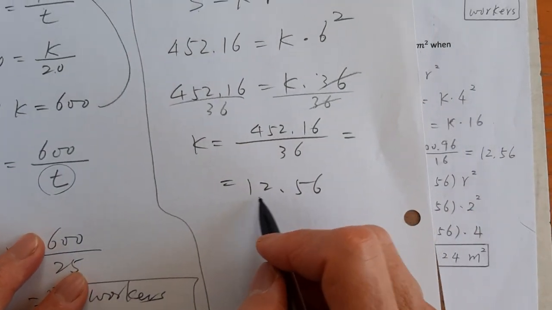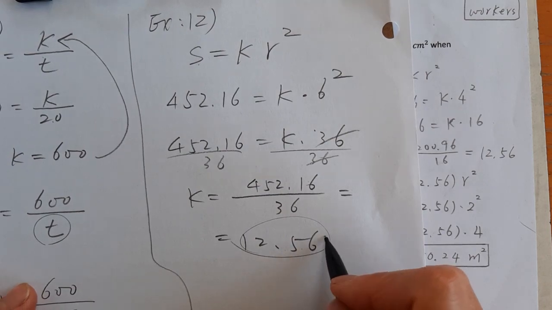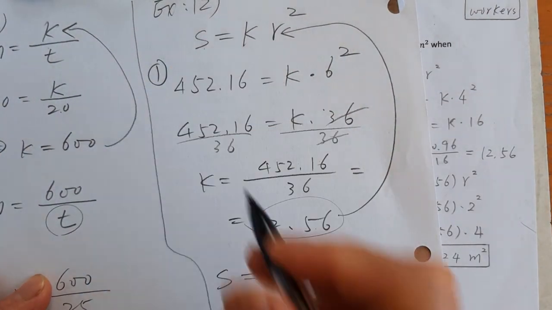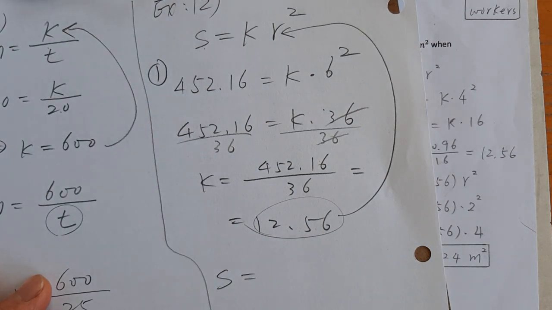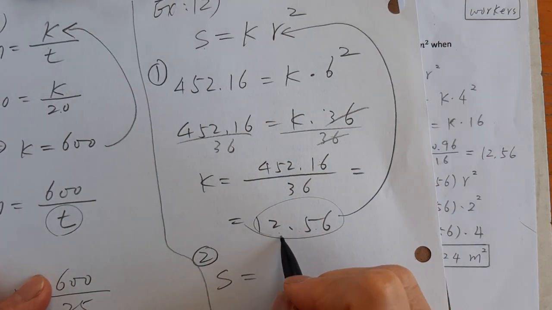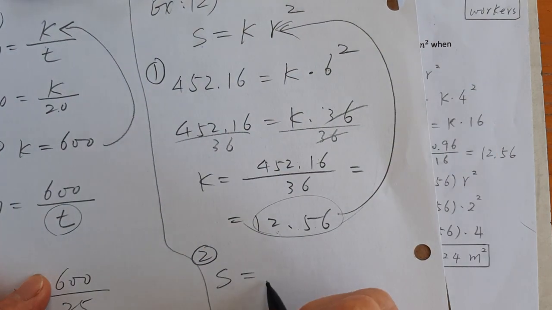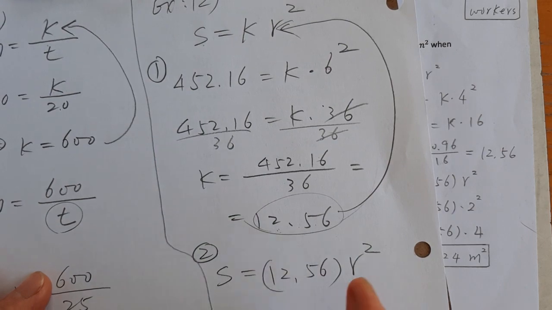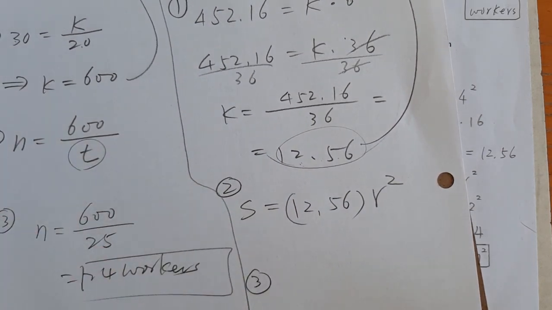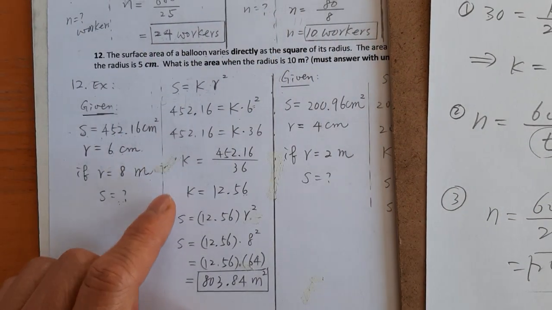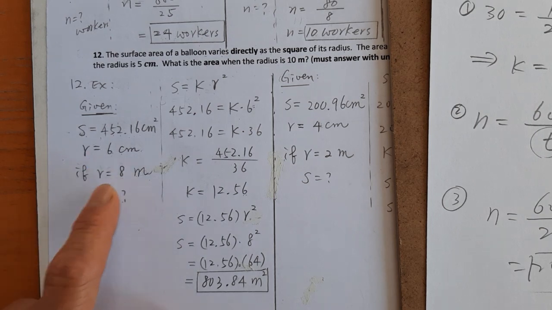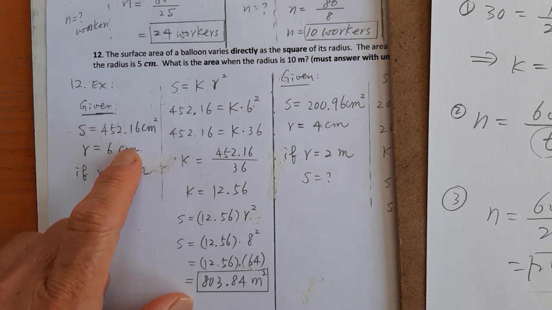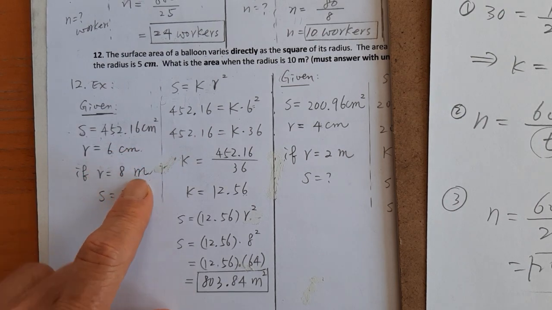K equals 12.56. You plug it into the original equation. So that's the first step: from the given condition, get K, the constant. Second step, you get the constant K and plug it into the original equation: S equals 12.56 times R squared. So you got this equation. Now, third, if R equals 8 meters, what is S? Now this is centimeter, 6 centimeters, and now it's 8 meters.